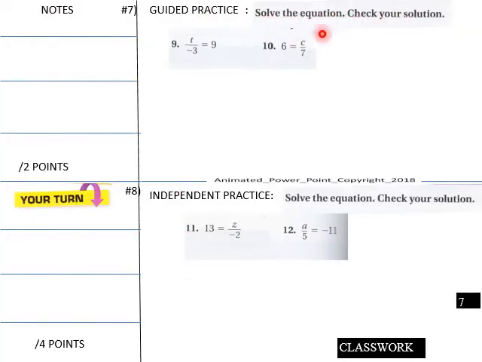Solve the equation, check your solution. We have 9 and 10 up here. We have t over negative 3 equals 9. And then we have 6 equals c over 7. So that's our guided. And then here's your independent down here.